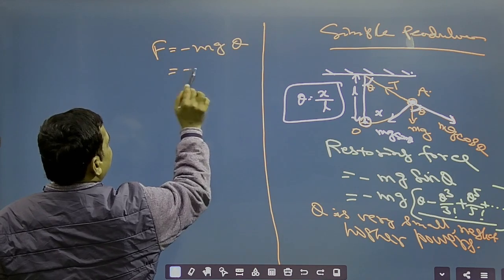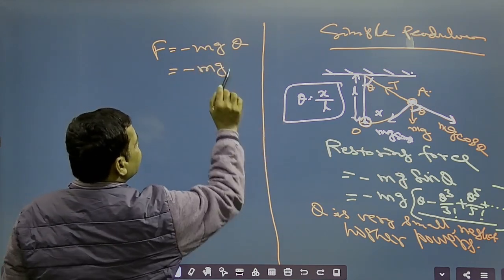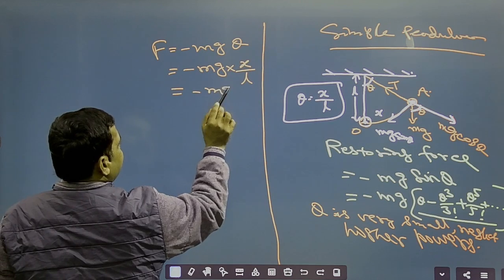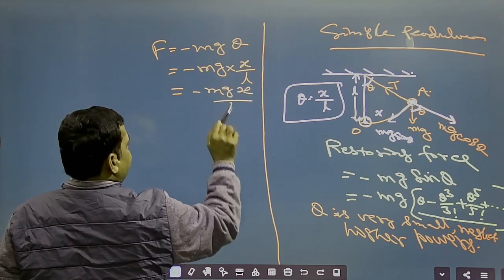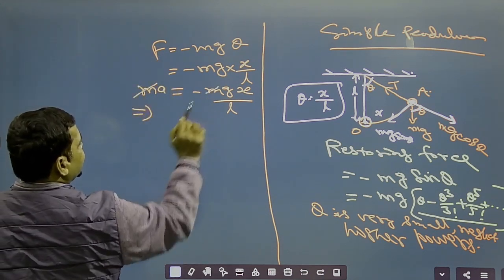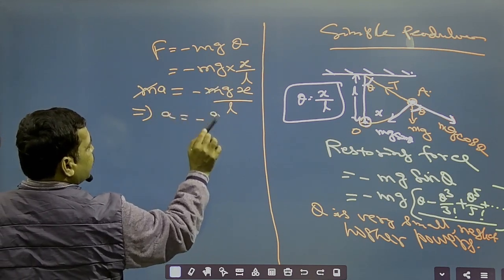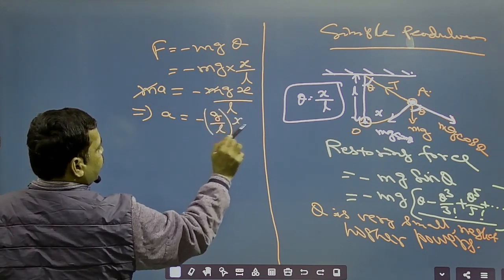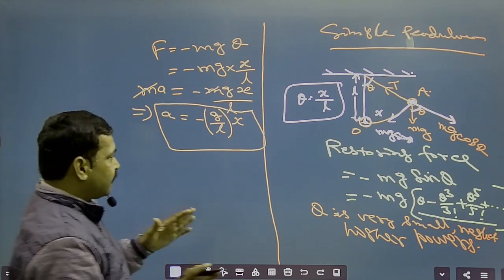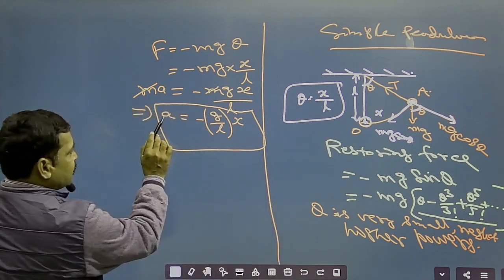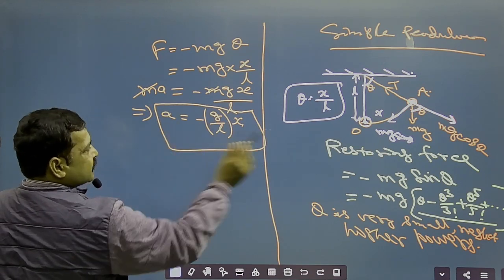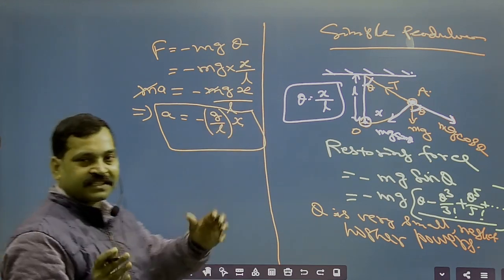Here you can write minus mg, and for theta I can write x by L. So this will be minus mg x by L. And you know what is force? Force is equal to mass into acceleration. So we will get acceleration is equal to minus g upon L into x, right? So this is the expression for the acceleration. Now you see, in this type of motion the acceleration is directly proportional to the displacement and it always acts towards the mean position. So you know what is a simple harmonic motion?